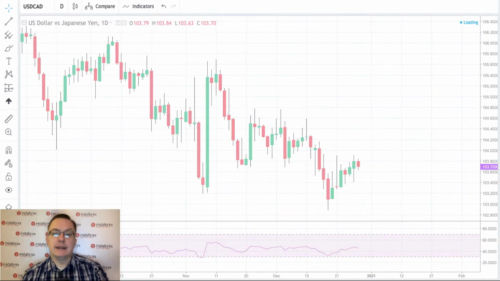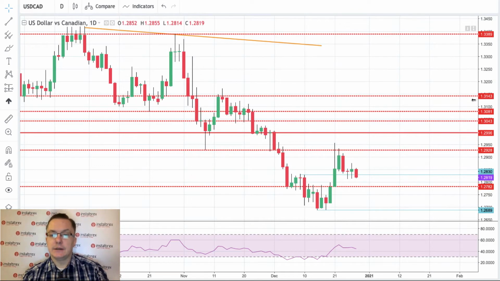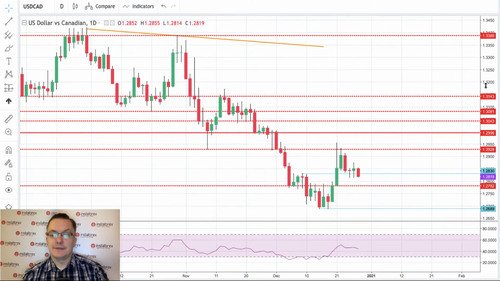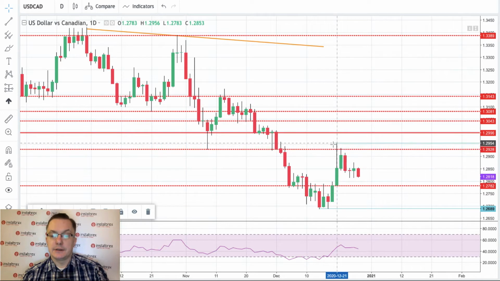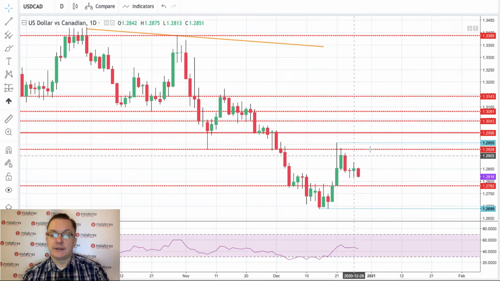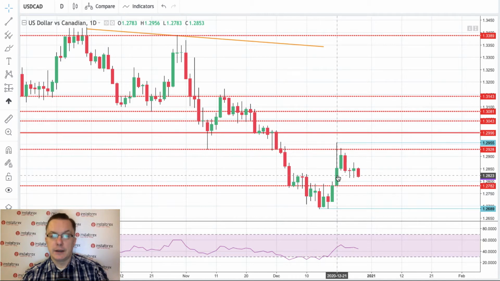Okay, what about the Canadian dollar? The situation on the Canadian dollar is very similar. What I mean is that the recent rally towards the level of 1.2928 has failed, and as you can see, even despite the fact that the bulls had made a new local high, because the high was at 1.2956, so it's about 30 pips higher than the technical resistance. The candle didn't close above this level, and the next day we got another attempt.